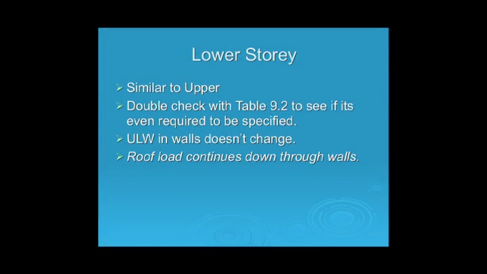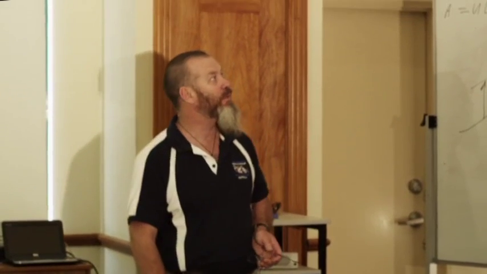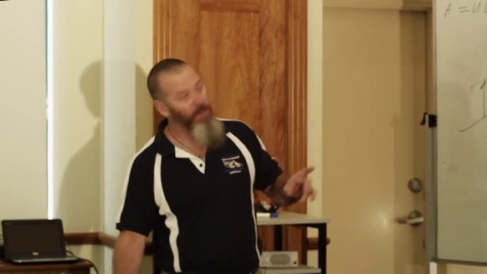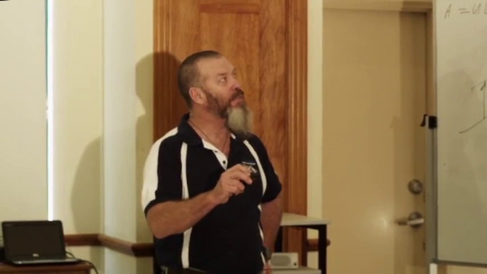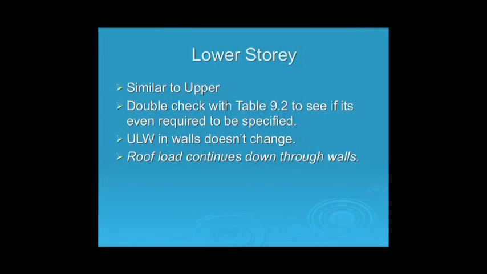What we discussed in those connections before was all for single or upper storey. When it gets into the ground floor, check whether it's even required, because what you'll find if you went back to table 9.2 is that in most cases tie down is not even required. Up in cyclonic it will be, but everywhere else it's not really required. Okay, so check with that. Now, the last point here is something I want to bring to your attention. ULW doesn't change in the walls. Okay? The roof load continues down through the walls.